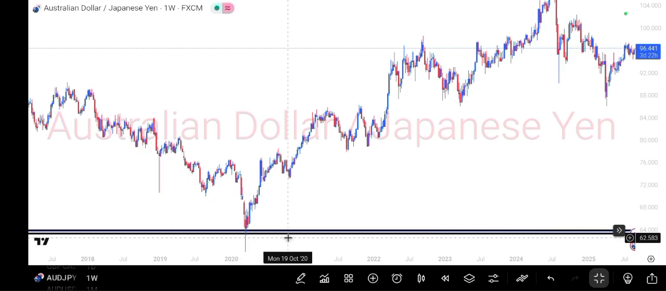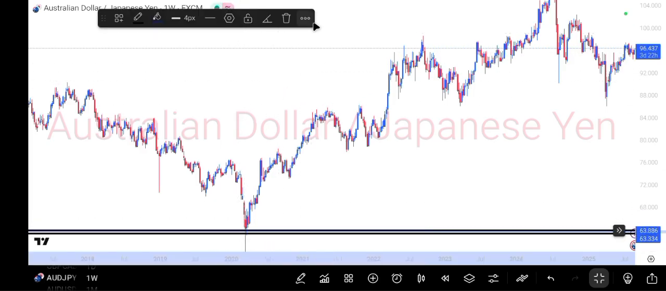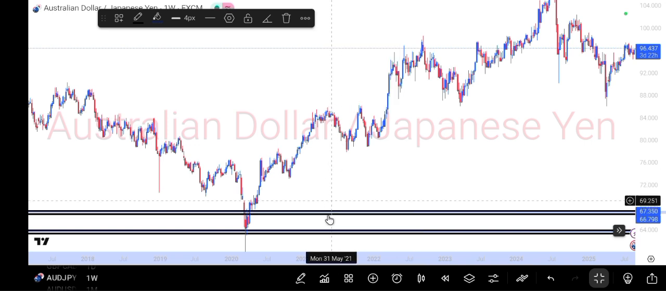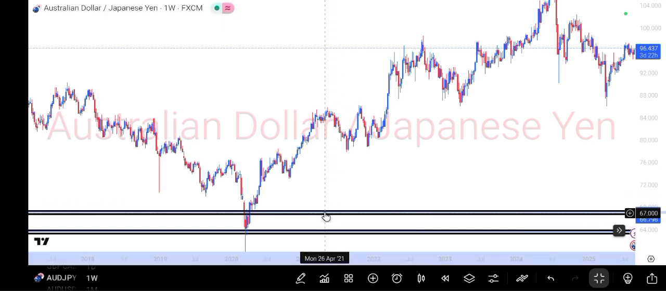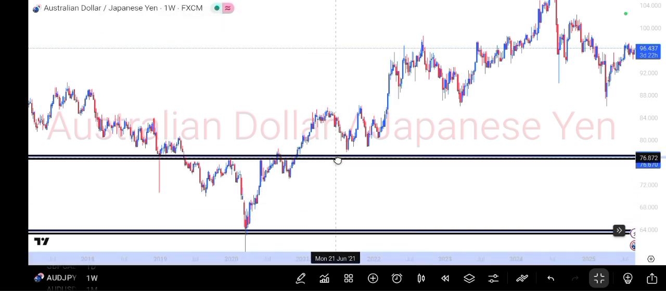So if I clone this, this is support. The lowest place the market came to before reversing to the upside is a support. Then the highest place the market went to before reversing back to the downside is what we call a resistance. So if I clone this zone now, I will drag it to the next region, which is somewhere here.